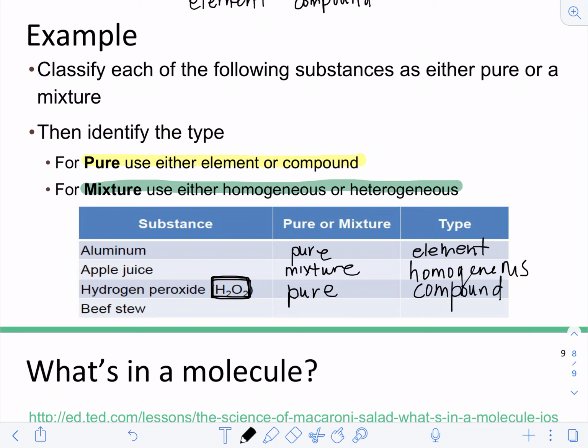All right, then the last one, beef stew. I don't see a chemical formula there, so I don't have something pure. I know what beef stew looks like, and it definitely looks like a mixture. In terms of homogeneous or heterogeneous, it's not the same throughout. You could take a sample from different parts of the beef stew, and not every part is going to be the same. You can see the meat pieces, the veggies, and whatever else. It's not exactly the same throughout, so this is heterogeneous. I think I spelled that wrong, but you know what I mean.